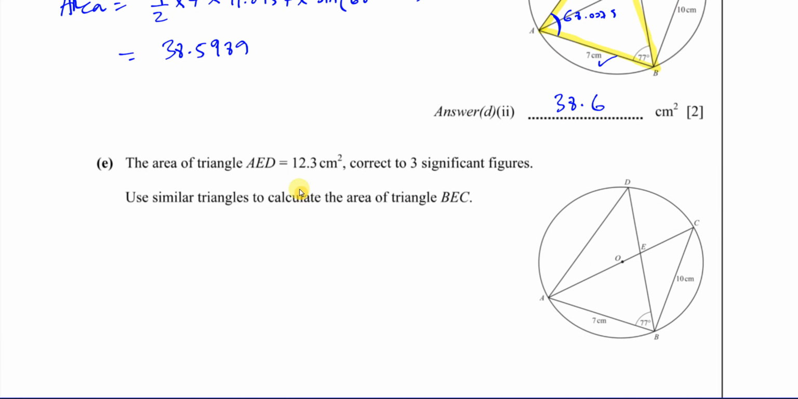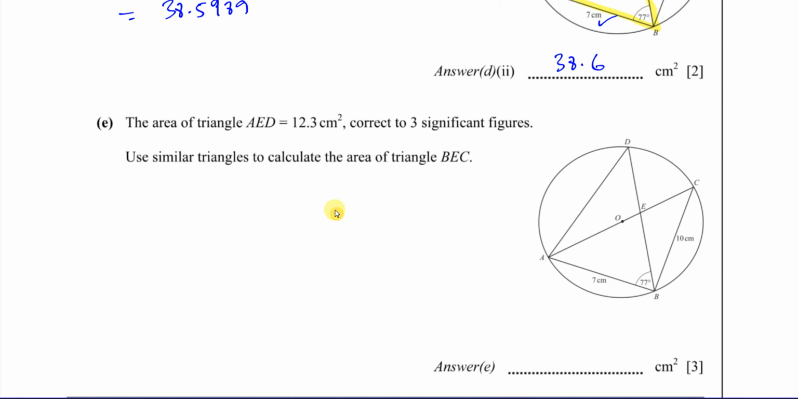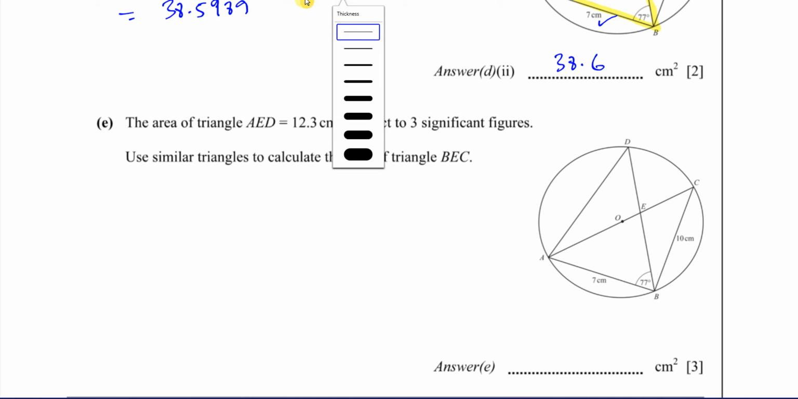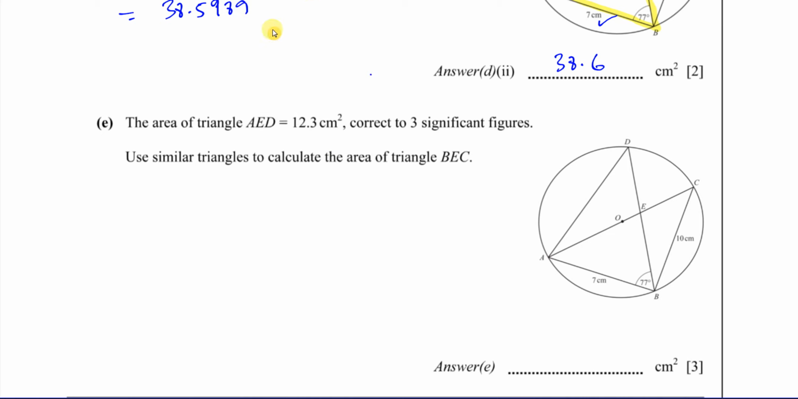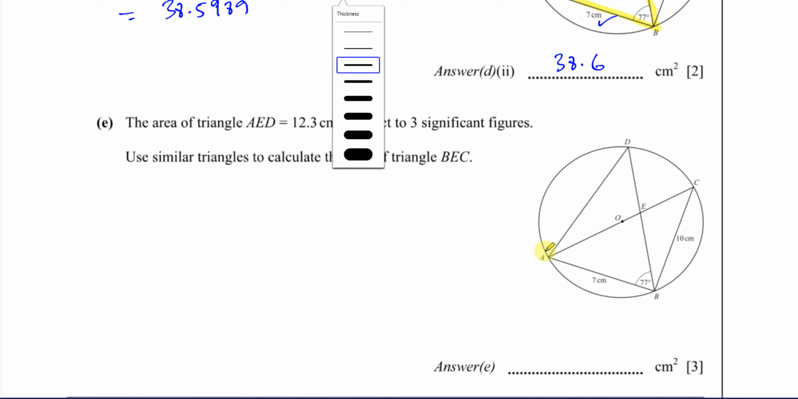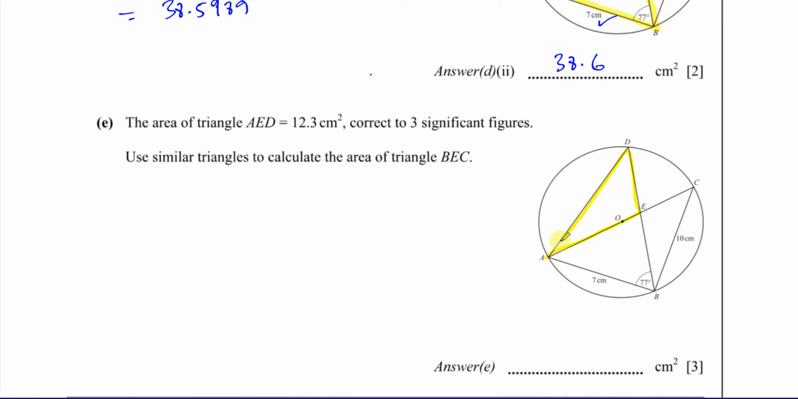And now for part E, which is the final part of the question, which is here, it looks like it's to do with similarity, as it says similar triangles. So it says the area of triangle AED is 12.3 centimeters squared, correct to 3 significant figures. Okay, so we have here this triangle over here, AED, which is this one here. This triangle here has an area of 12.3 square centimeters.